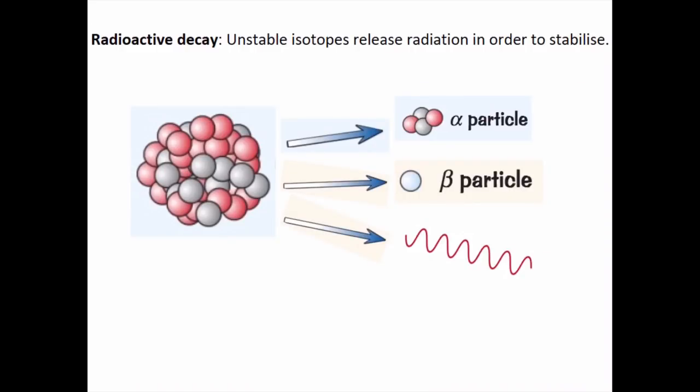Radioactive decay is when you have nuclei that become so large that they become unstable, and in order to stabilize, they have to spit out radiation. When they spit out radiation, that is called radioactive decay. In terms of radiation, there are 3 types: alpha particles, beta particles, and gamma rays. Out of the 3, gamma is not a particle, it's just an electromagnetic wave.